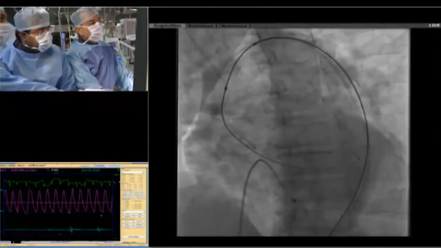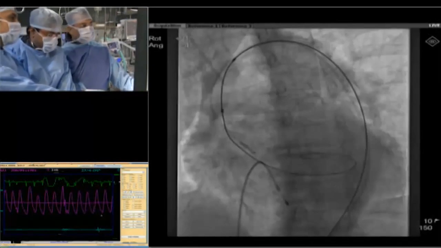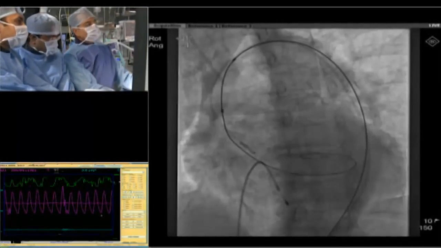Okay, we're ready to place it now. Ravinder, you will dilate? Yeah, I'll dilate. Okay, that's fine. Go ahead. So, pace the patient at 150 now. We'll be pacing. Pressure would be down. Fluoro, one second. Fluoro. Not yet.